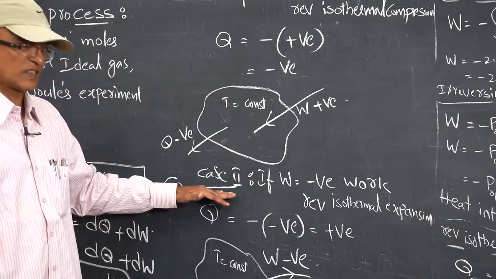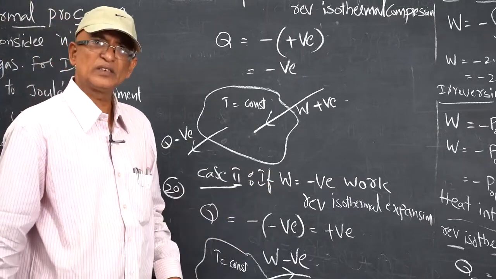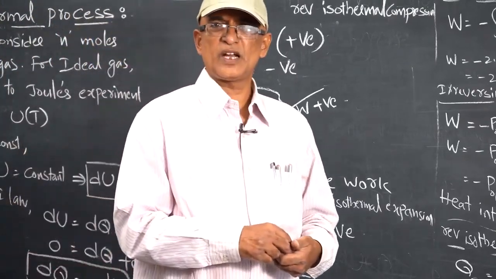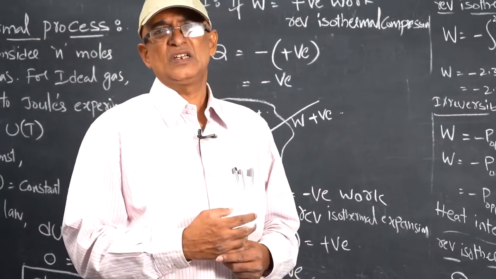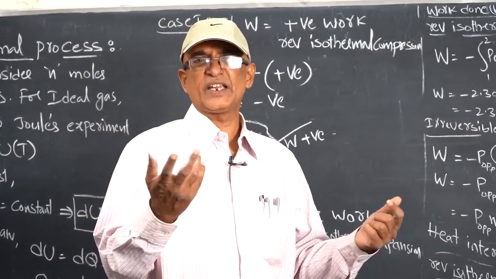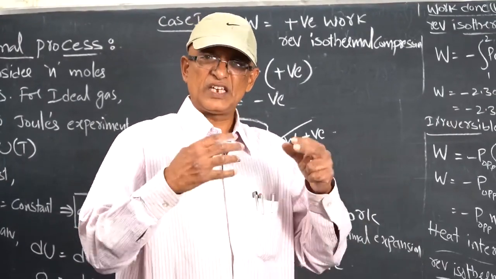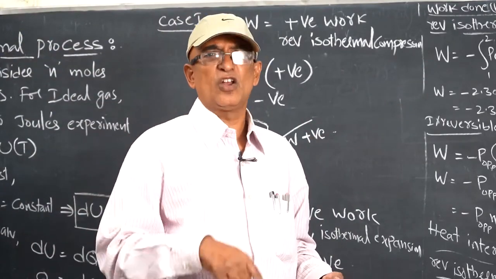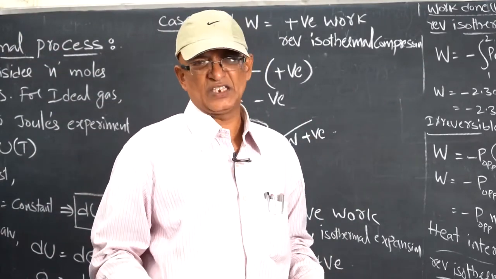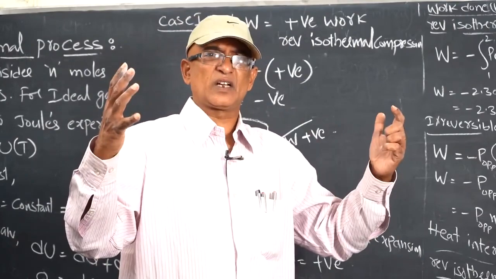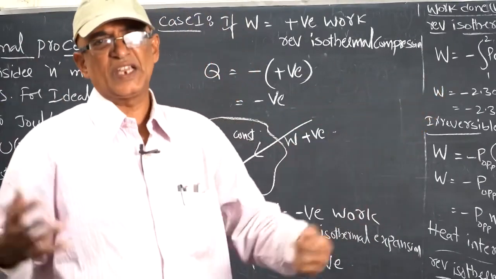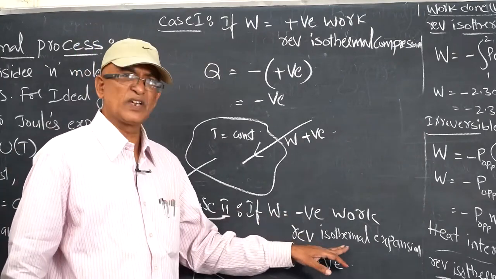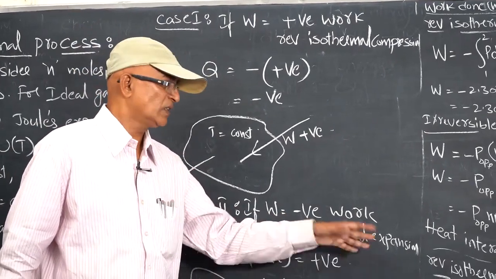Now let us see the second case. If work done is negative work. Negative work means what? According to IUPAC sign convention, when energy is lost by the system, it is taken as minus. When work is done by the system, by expanding, it is energy loss. Therefore that is taken as negative work. So expansion work, or work done by the system, is taken as negative according to IUPAC sign convention. Therefore, here negative work means reversible isothermal expansion.